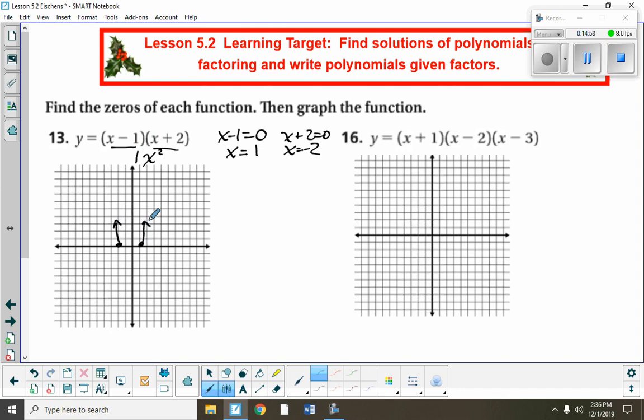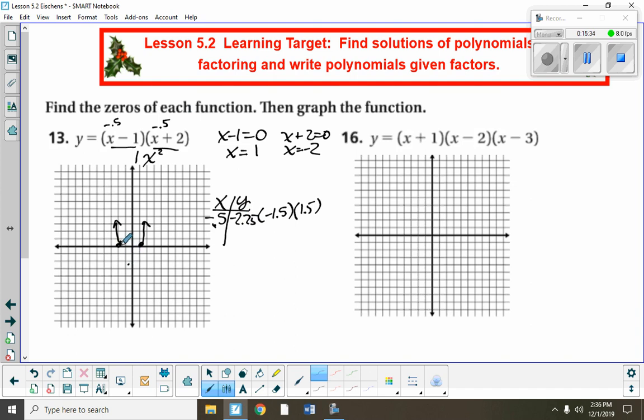And so now we just need to plug in a point, and I would say the middle is about negative 0.5. Like if we made an XY chart, we could just start plugging in numbers. I know the axis of symmetry would be at negative 0.5. So that would give me negative 0.5 minus 1 is negative 1.5. And then negative 0.5 plus 2 would be 1.5. So that gives us a negative 2.25.